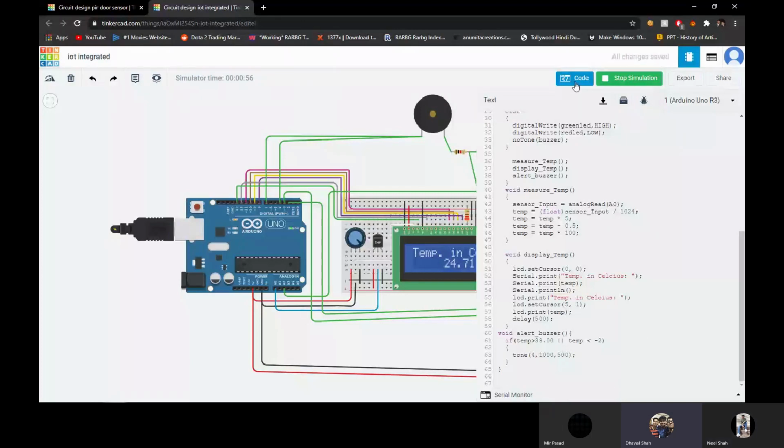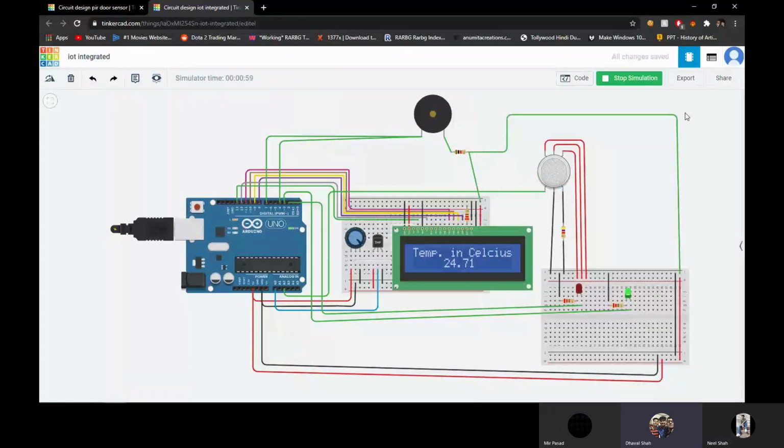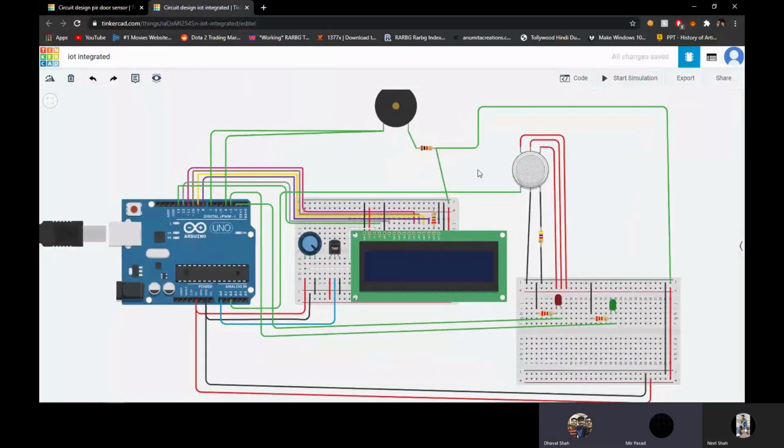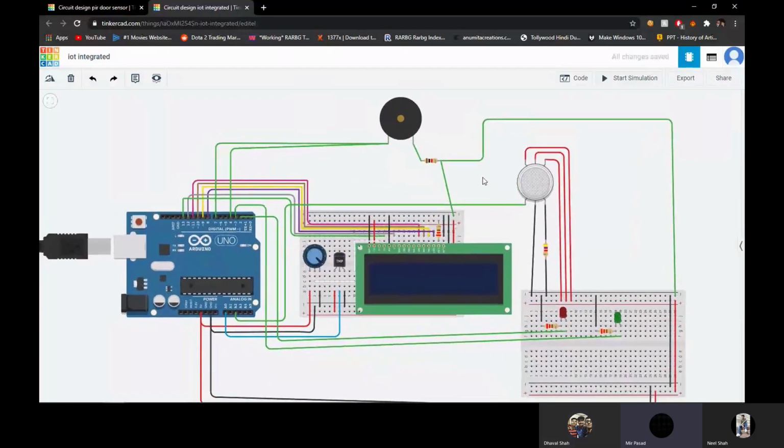So over to you, Mir Passad. He'll be explaining the gas sensor circuit. So I will explain the gas sensor part.